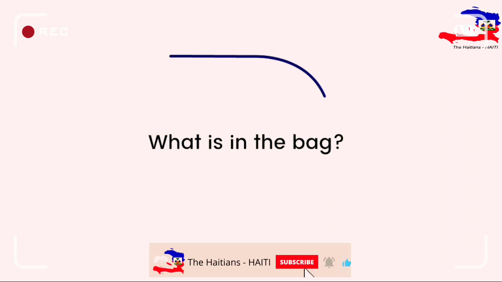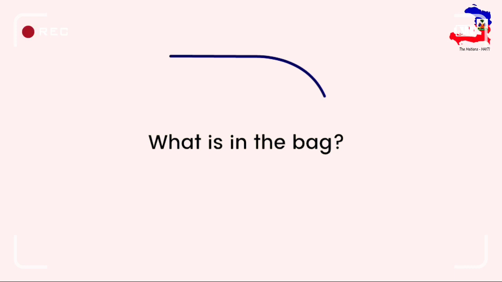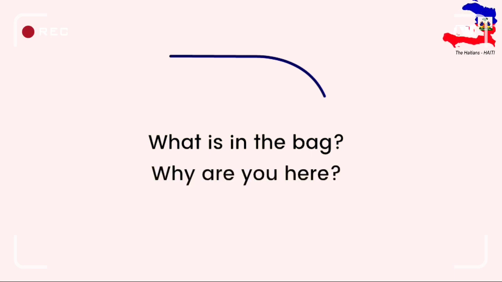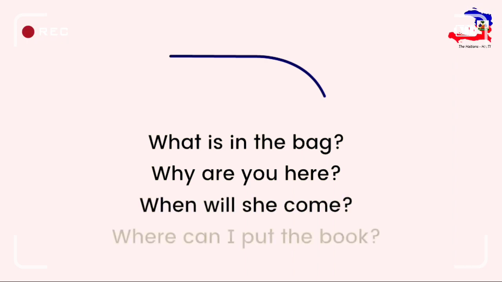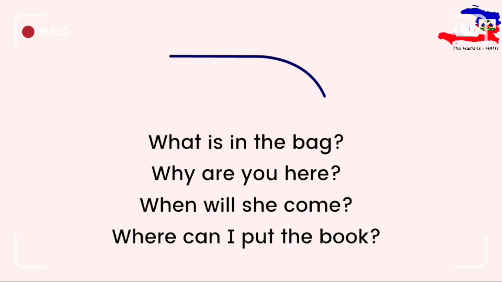Questions that begin with who, what, when, where, why, which, and how, called WH questions, usually end with falling intonation. Here are some other examples. Why are you here? When will she come? Where can I put the book? They all end in falling intonation. Click on any question to hear it read again. Click the next button to move on.